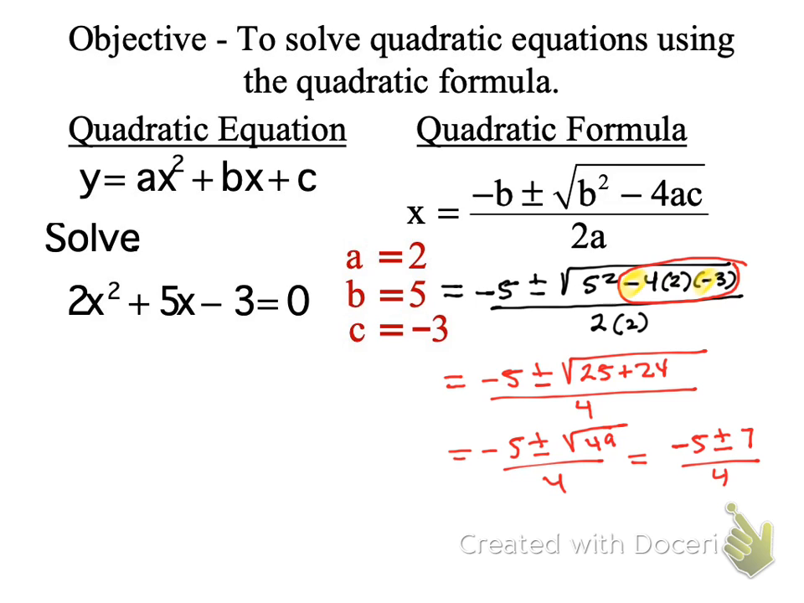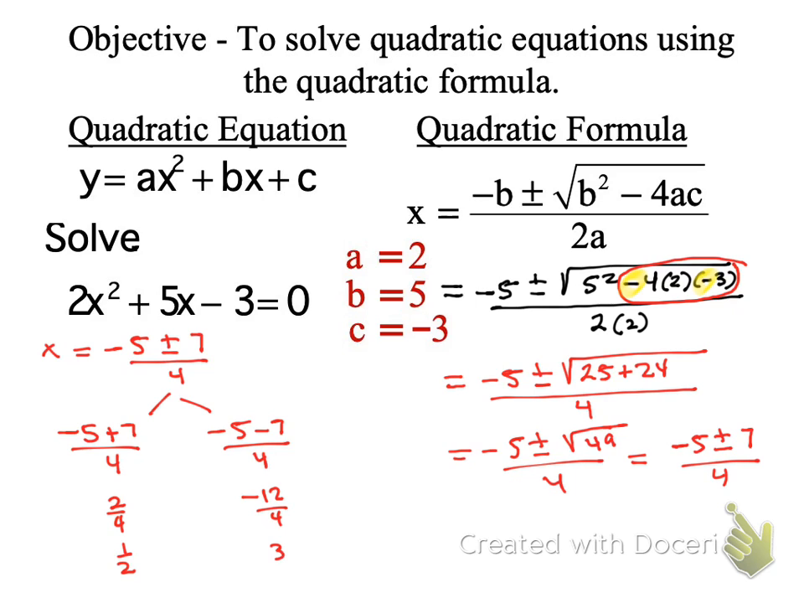7, all over 4. So when I have something like this, x equals negative 5 plus or minus 7 all over 4, that is not done. You have to simplify that down. Okay, so I'm doing negative 5 plus 7 divided by 4, or negative 5 minus 7 divided by 4. And that makes 2 over 4, which is 1 over 2. And this makes negative 12 over 4, which is negative 3. So my solution is x equals 1/2 or negative 3.